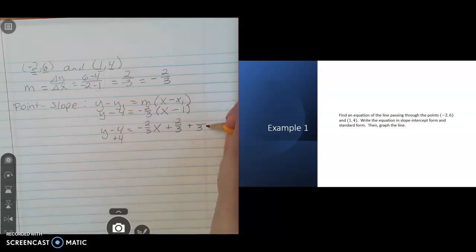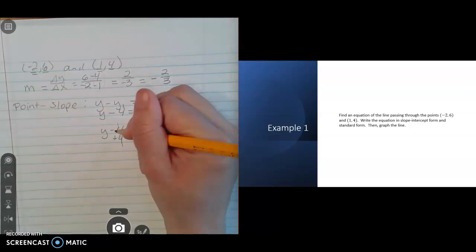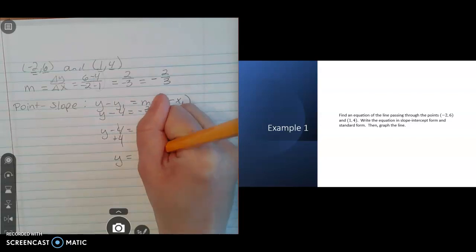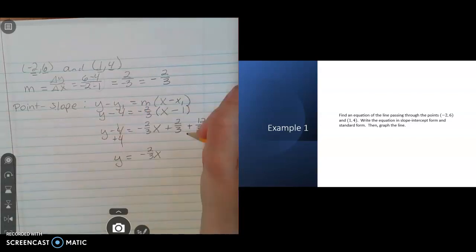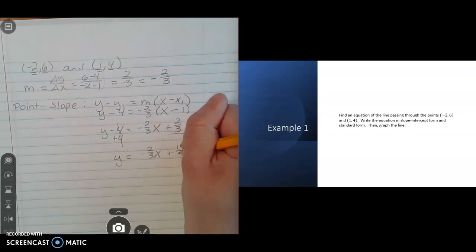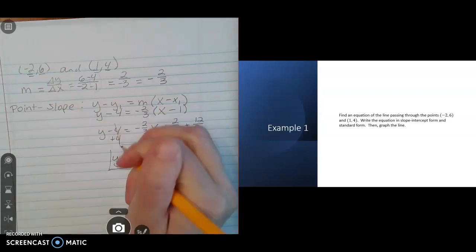If I'm adding 4, 4 is the same thing as 12/3, and now they have the same denominator, so that's going to make it easier for me to add. On the left side, the -4 and 4 cancel out. We'll just have a y on that side. We'll still have our -2/3 x, and then we can combine like terms over here. 2/3 plus 12/3 would be 14/3. And that is slope-intercept form.